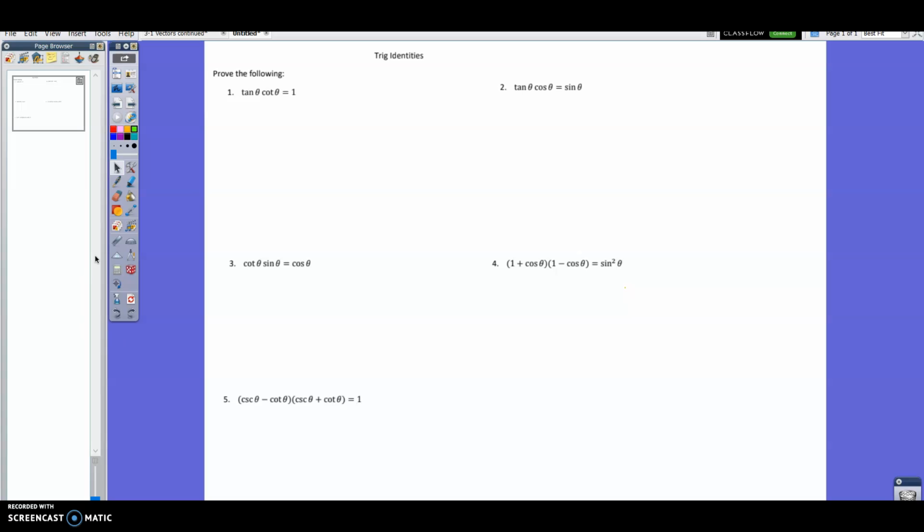Okay, so what we're being asked to do here is to prove the following. So we want to show that the left-hand side of the equal sign is equal to the right-hand side. So we're going to have to use some of our trig properties. So tangent, we can rewrite as sine over cosine. And cotangent can be rewritten as cosine over sine.